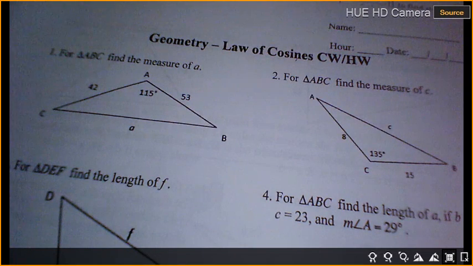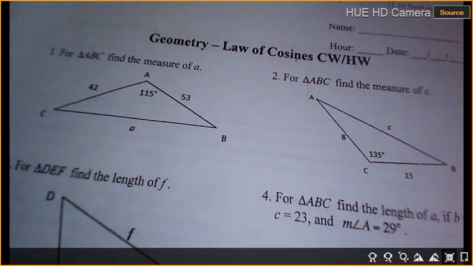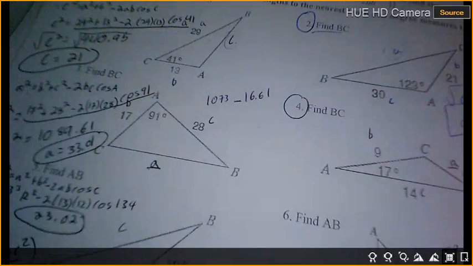Right, ladies and gentlemen, we are looking at law of cosines classwork and homework. This whole packet is your homework/classwork for today. I would like to move to the story problems and maybe do one of those.